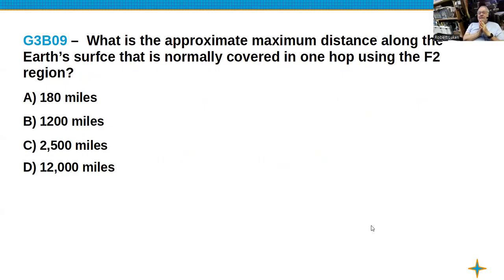What is the approximate maximum distance along the Earth's surface that is normally covered in one hop using the F2 region? I'm going to guess Alpha. I don't think I covered that. I'm not going to remember that. No, of course not, Bob, you never said. I guess Alpha. It's going to turn out to be 12,000 miles. I know, right? Charlie, yeah.